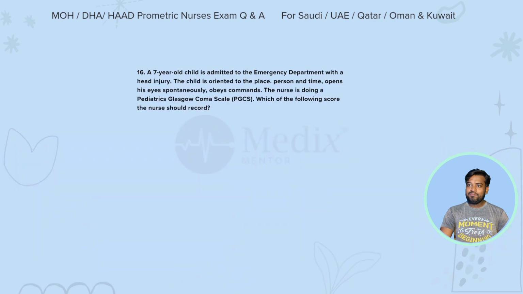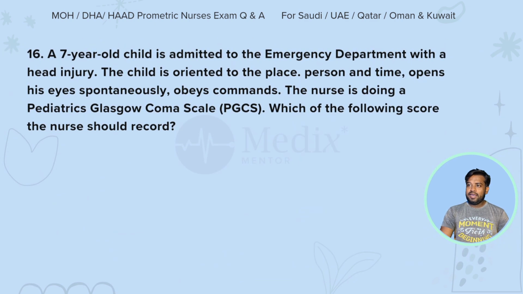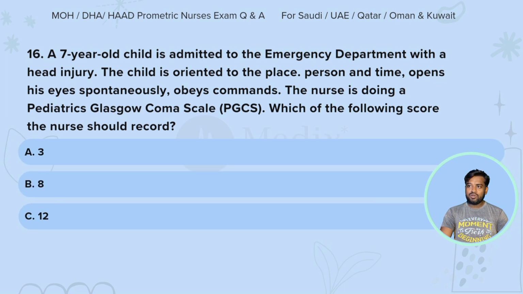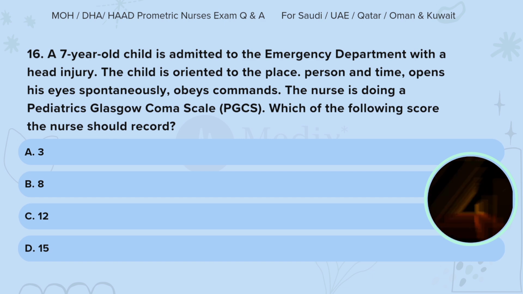Question number 16. A 7-year-old child is admitted to the emergency department with a head injury. The child is oriented to place, person, and time, opens his eyes spontaneously, and obeys commands. The nurse is doing a pediatric Glasgow Coma Scale. Which of the following scores should the nurse record? Option A 3, option B 8, option C 12, option D 15.